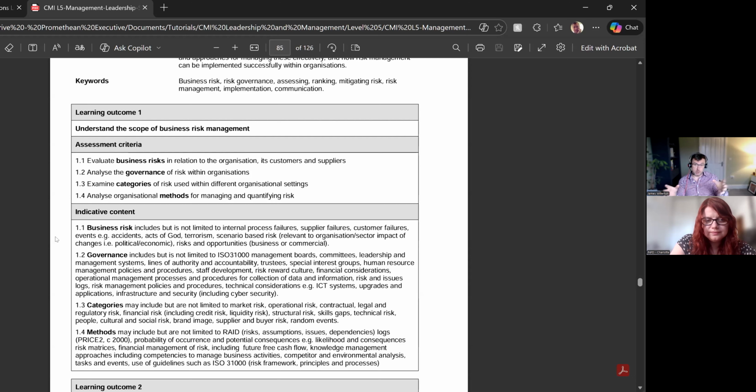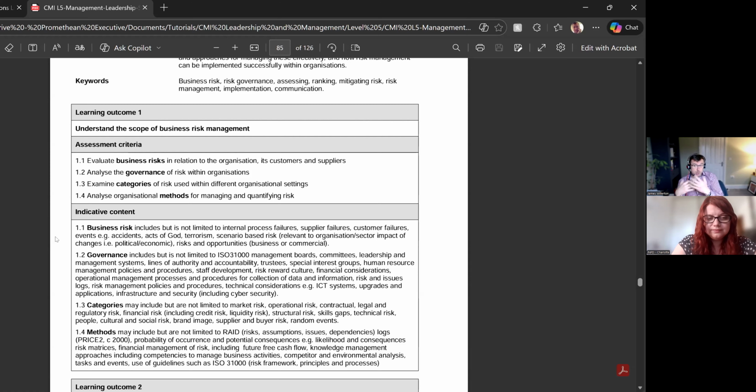It'd be helpful to look at your own organization to bring this to life a little bit and evaluate what you think the key business risks would be in relation to its suppliers and its customers, to give some appreciation based on some evidence around what you think the key risk could be, the scope of them, the extent of them, all that kind of stuff. So that's 1.1. 1.2 then is to analyse the governance of risk within organisations.